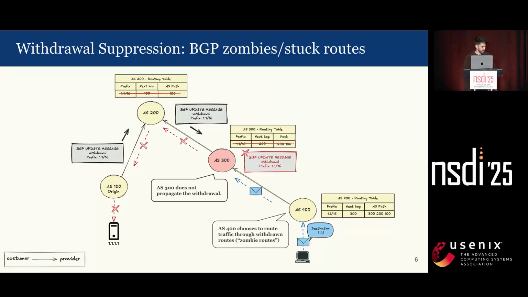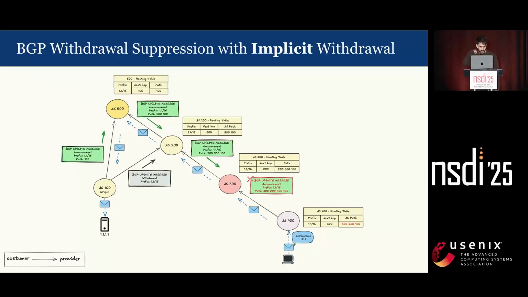So this is where the problem begins. What happens if AS300 doesn't propagate the withdrawal message? This is what we call withdrawal suppression, and as we can see, AS400 keeps sending traffic to a route that no longer exists. The route is outdated. This phenomenon is called BGP zombies or stuck routes.